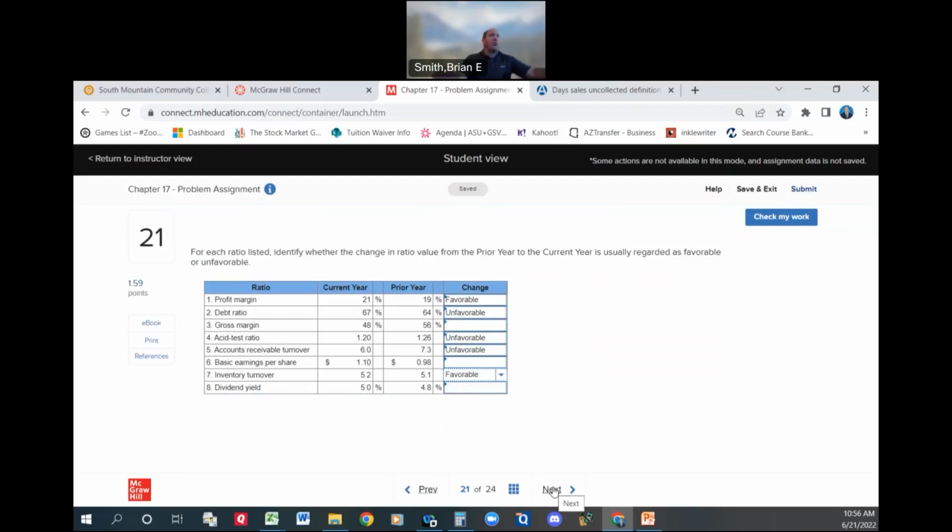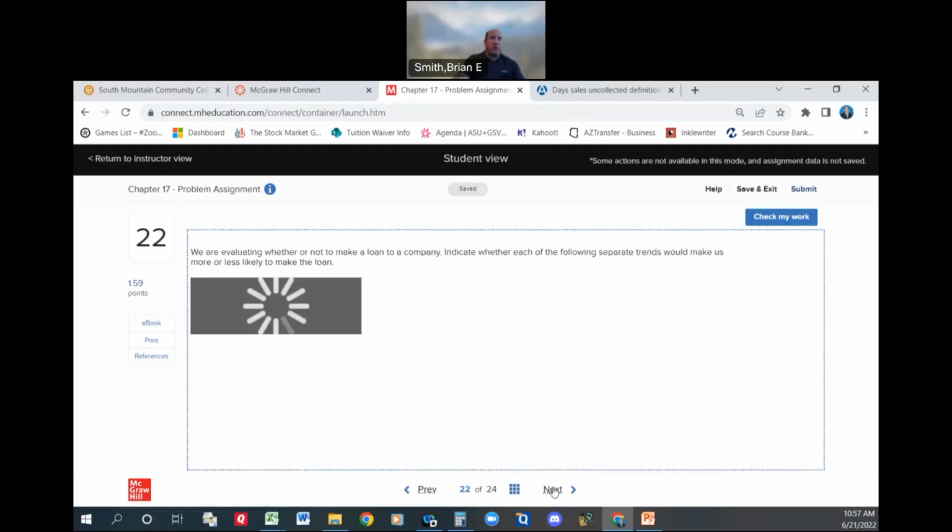I'm not going to be worried so much about whether or not you understand it's favorable or unfavorable, as long as when you verbalize in your report and you're saying it's good or bad, basically saying whether it's favorable or unfavorable. So just make sure you understand the ratios like that.